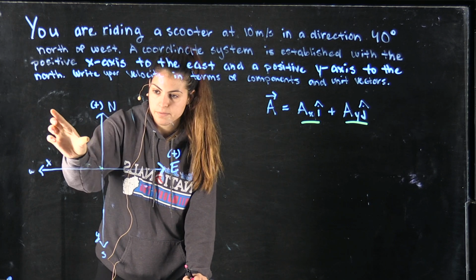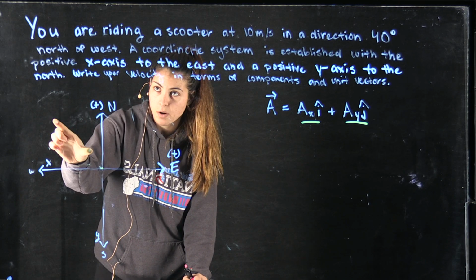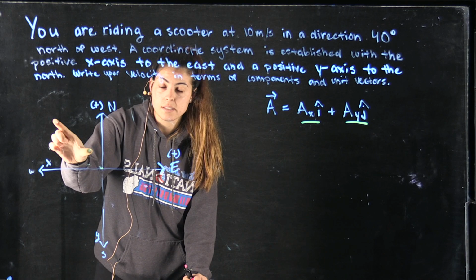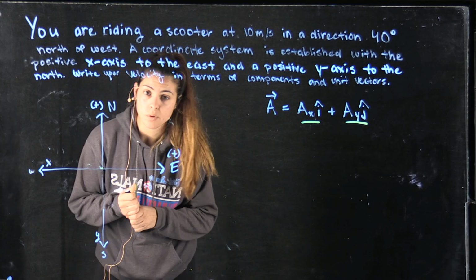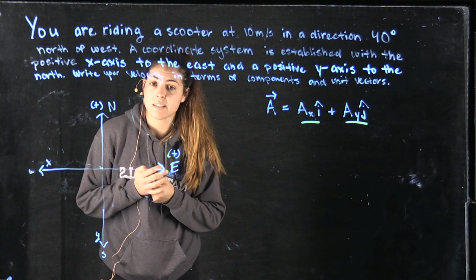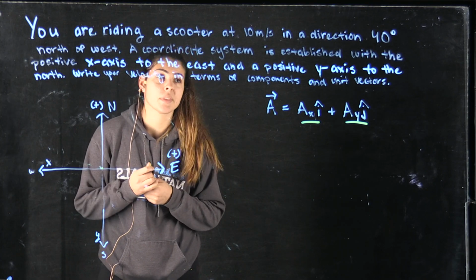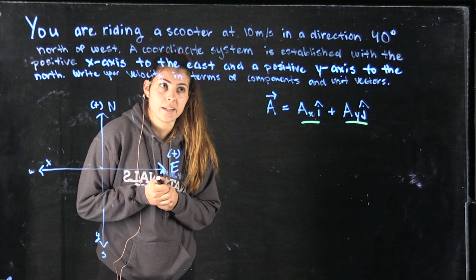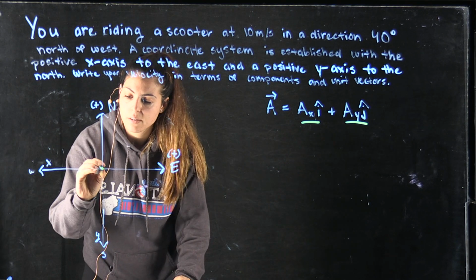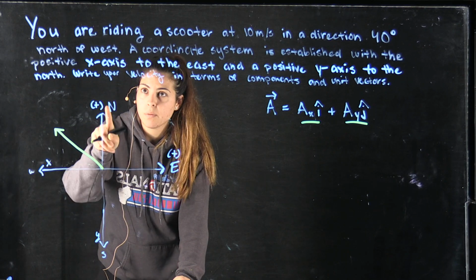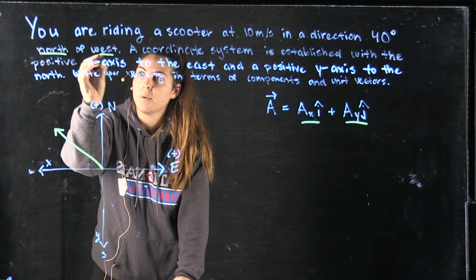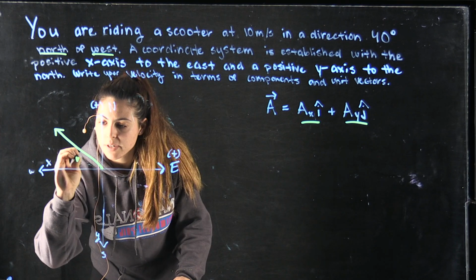First we're going to figure out where this scooter is riding. So we're on a bird, going to our 8 a.m. class, a little late because we don't like waking up for 8 a.m.s. So we're going 10 meters per second in this direction because we are going north of west. And we're going to make this 40 degrees.